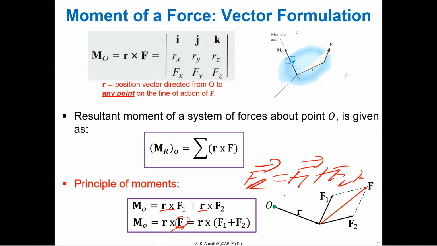So this is called the principle of moment. What it says is that instead of crossing r1 to F1, r2 to F2 and adding, you don't need to do that. You add all the forces and cross it to a common r. That's called the principle of moment in 3D. Okay, so I'll use all this principle later on.